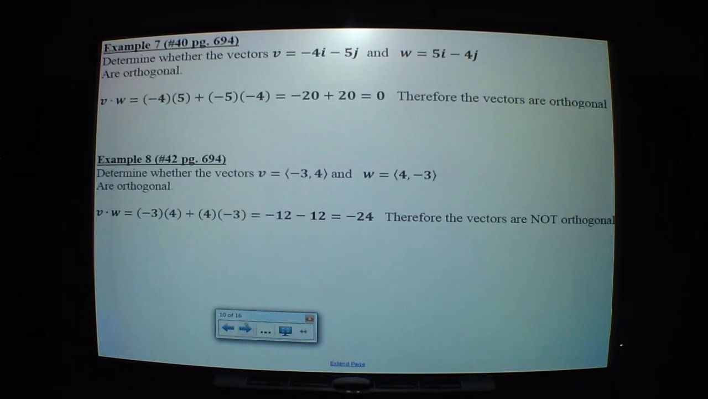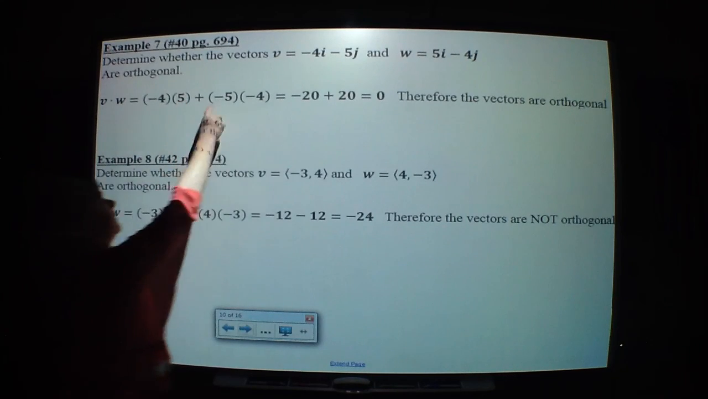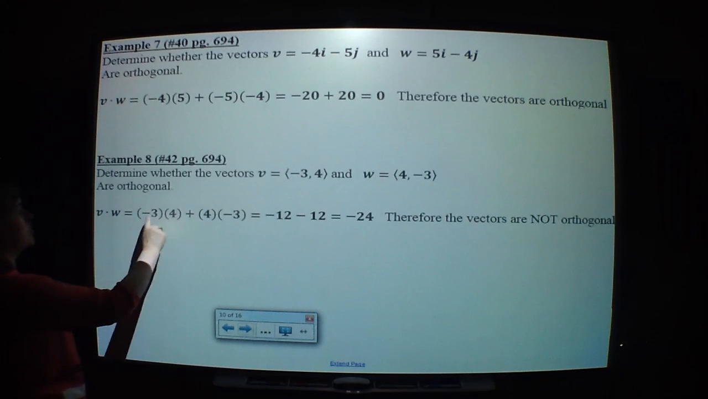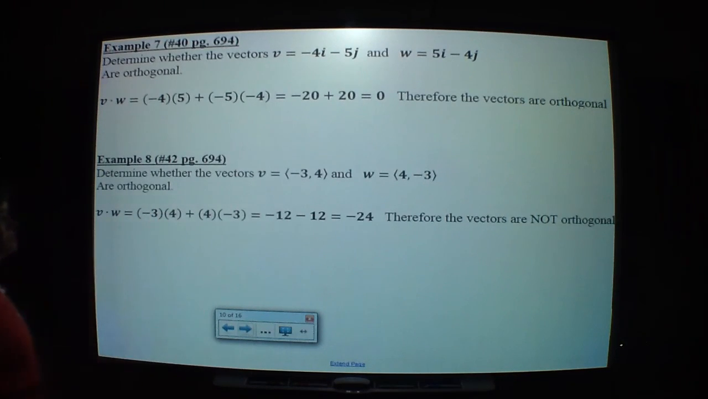So now let's find out if these vectors are orthogonal. Take the dot product: first terms multiplied, second terms multiplied. That one is orthogonal. Next one, first terms multiplied plus second terms multiplied. That's negative 24. That is not orthogonal. Okay? So there you are.